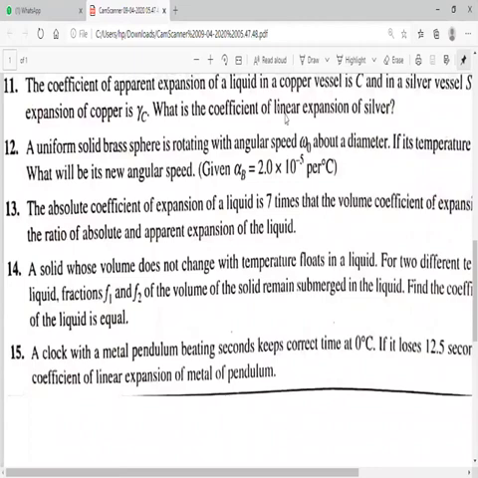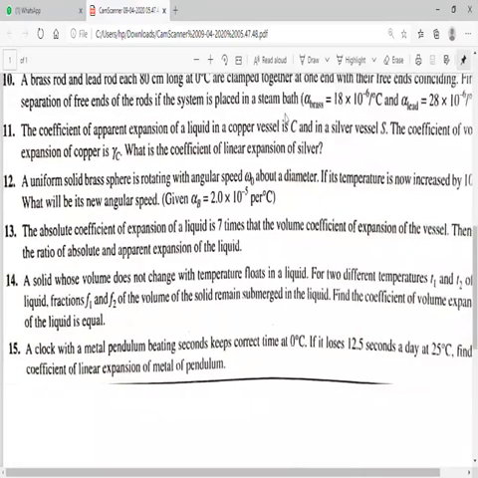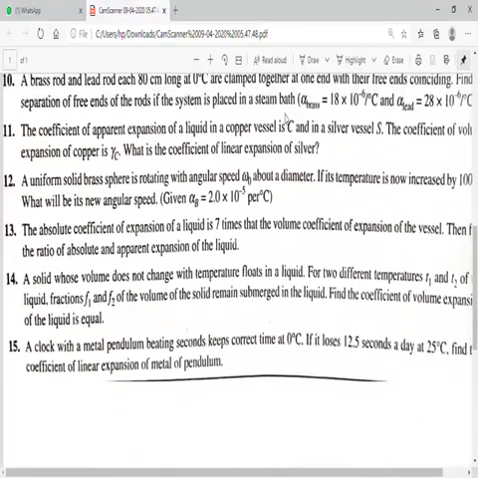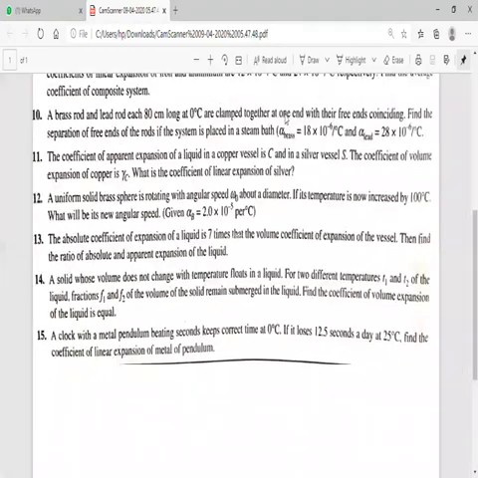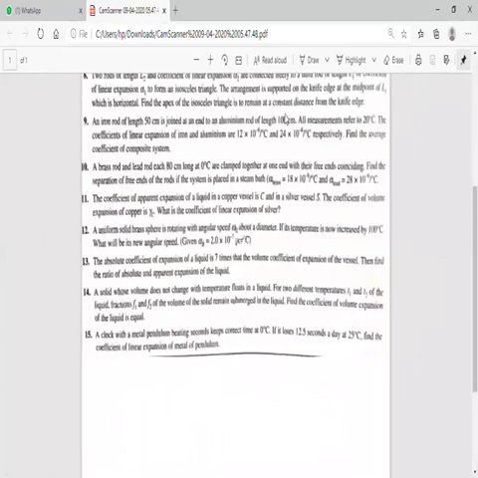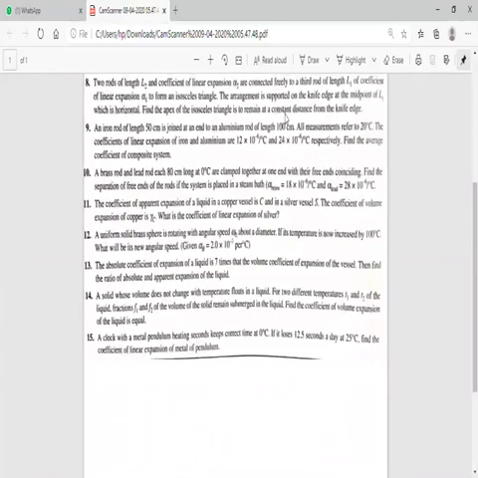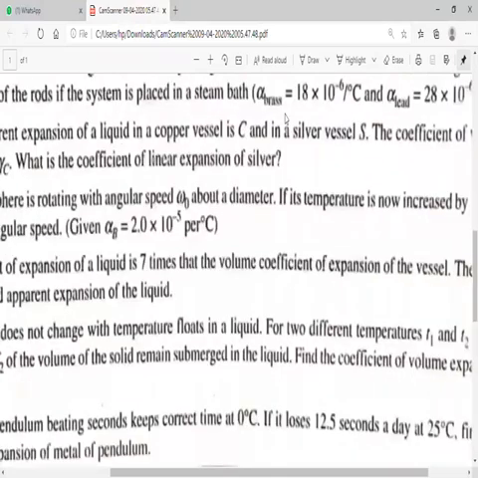For the fractions F1 and F2, fractions F1 and F2 of the volume of the solid remain submerged in the liquid. So at 2 different temperatures, how much of the solid was submerged was given in 2 different cases. The fractions were given, F1 and F2. Find the coefficient of volume expansion of the liquid. They are just asking to calculate the volume expansion of the liquid here.